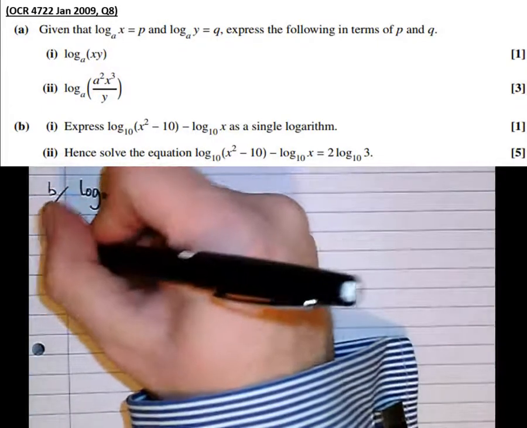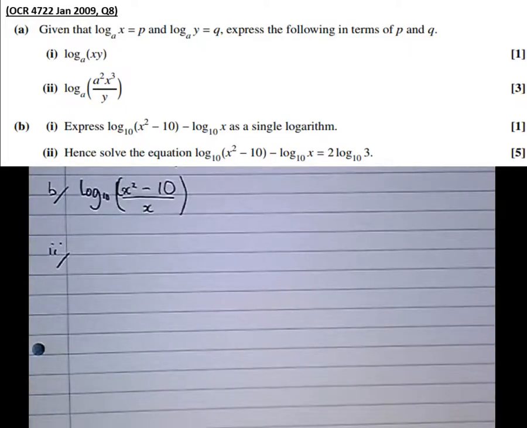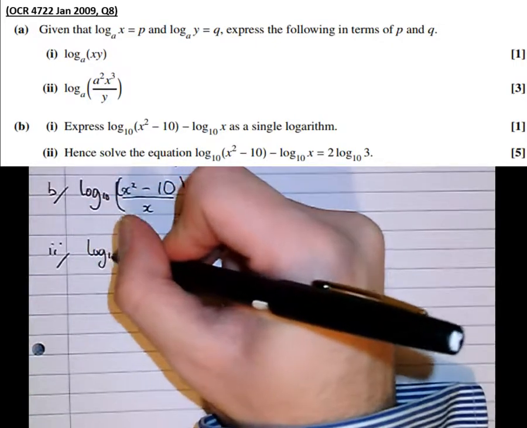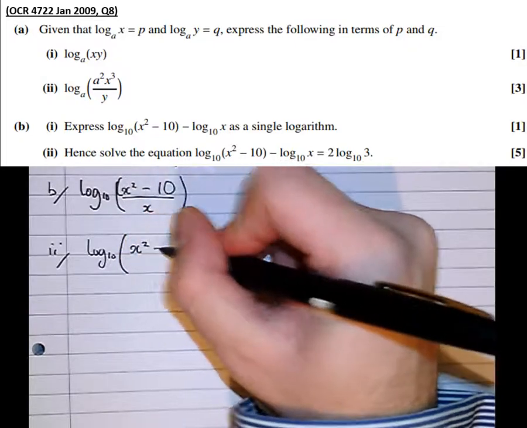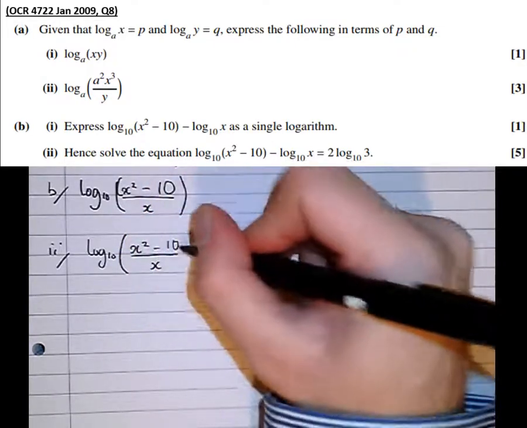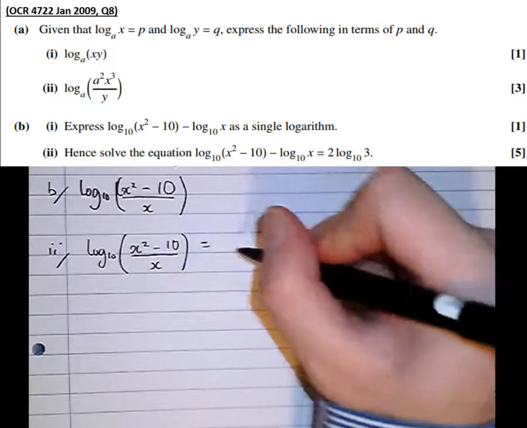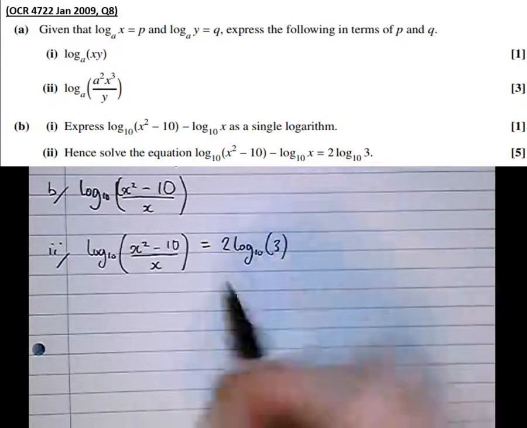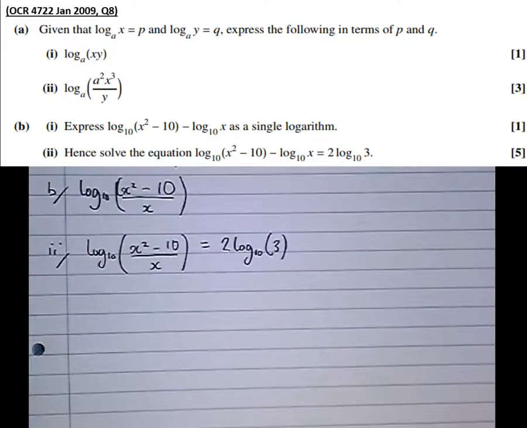Okay, so then it says hence solve the equation. Well, the reason it's got us to do that is because we can only really solve logarithmic equations when the logarithms are neatly bundled up into a single term. So writing this out, we've got log to the base 10 of x squared minus 10 over x equals 2 log to the base 10 of 3. Now the left hand side is neatly bundled up into a single logarithm. That's good for solving. If it was in the previous form, we couldn't just unlog both sides.